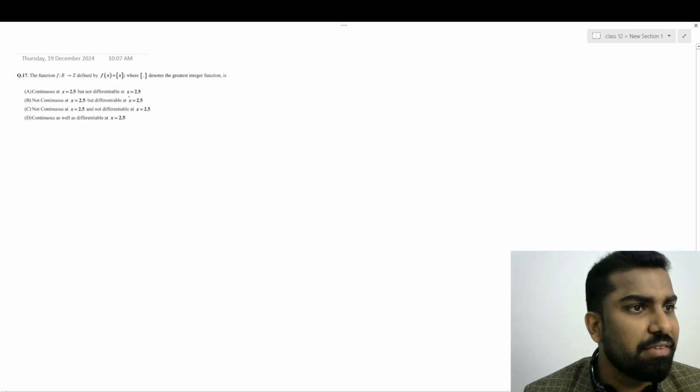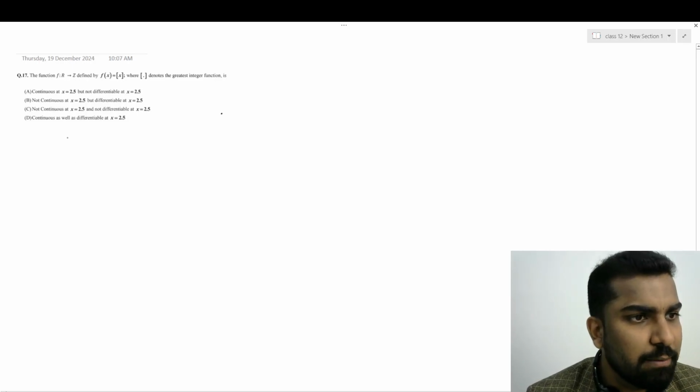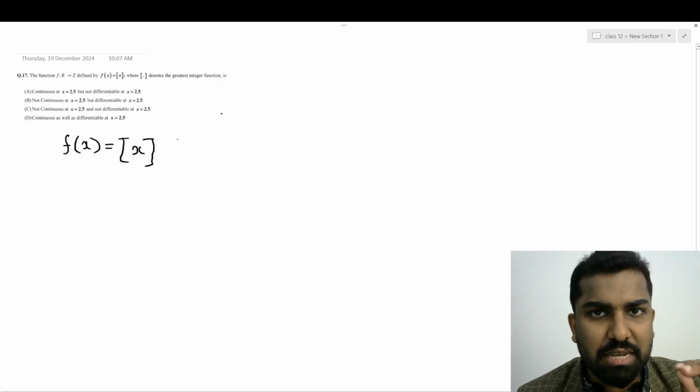So the next question we are having the function f from R to Z, real number to integer, the function is defined by f of x equal to GIF, greatest integer function. Okay, so we are having 4 options. The function is continuous at x equal to 2.5 but not differentiable at x equal to 2.5, like some options are given. So you have to understand one thing, f of x equal to greatest integer function, GIF.